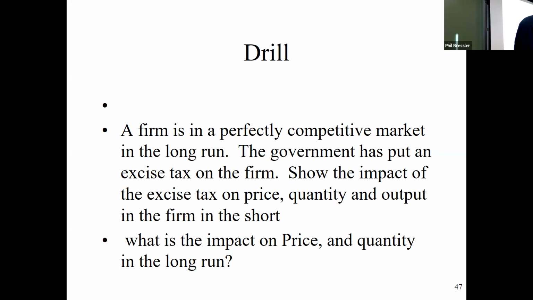Okay, let's see, can we do this? A firm is in a perfectly competitive, take out a board, take out your board. Okay. So a firm is perfectly competitive in the long run. Start by drafting that, and then you could go to the next thing, the excise tax on the firms.